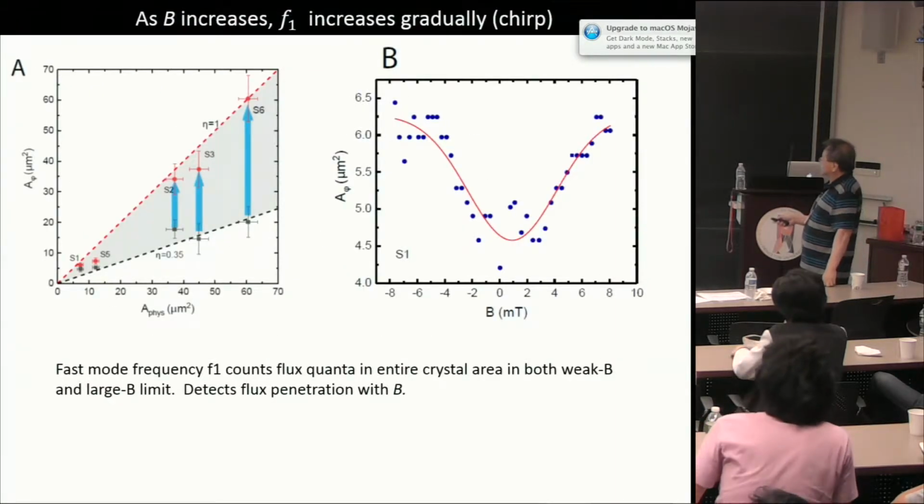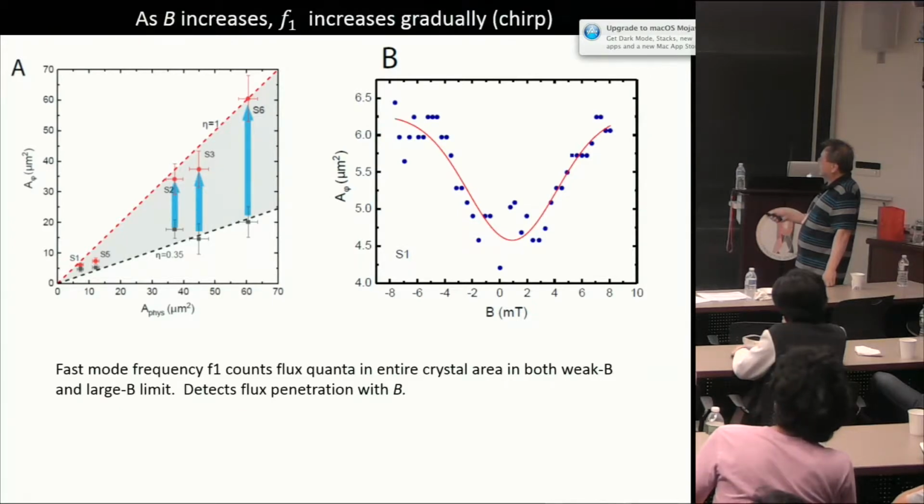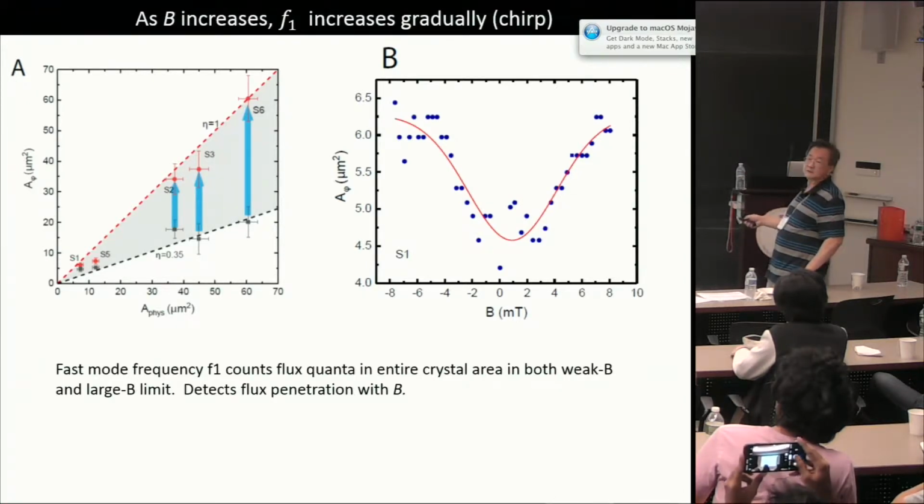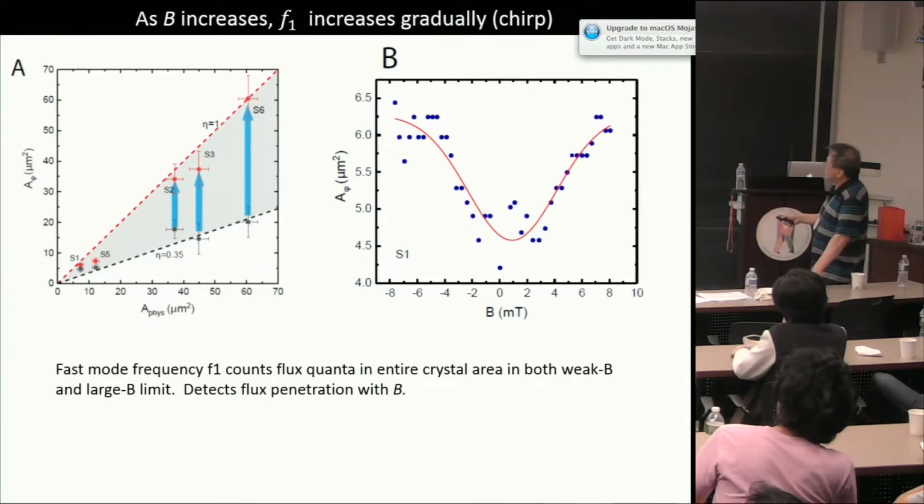So here's the evidence. Pick any sample: as you increase the magnetic field, you see that its frequency increases and then saturates, because you're getting to the upper limit where it obviously cannot exceed the physical area of the sample. Right? So it increases and then tops out when it gets close to the upper line. So eta here is essentially the fraction of this phase area divided by the physical area.